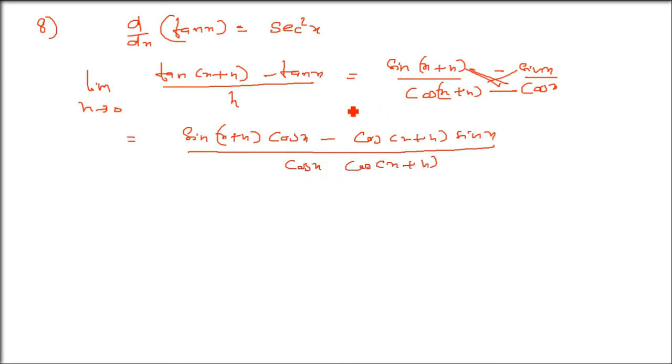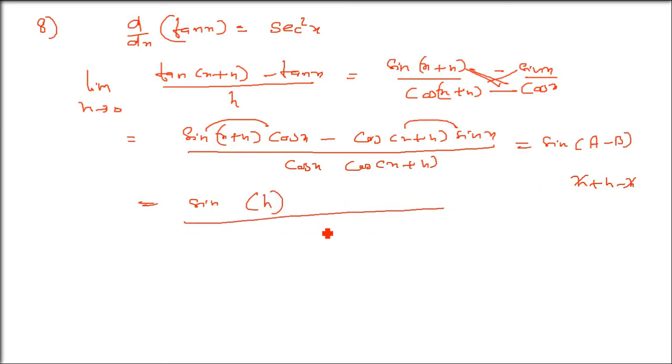Cos(x plus h). Now what is this? Sin a cos b minus cos a sin b, and we have seen that this is sin(a minus b). So just use it: sin(x plus h minus x). x gets cancelled, you only have h. Now if you remember, there is already an h in the denominator, so I'm just shifting this cos x and cos(x plus h). You already have h here.